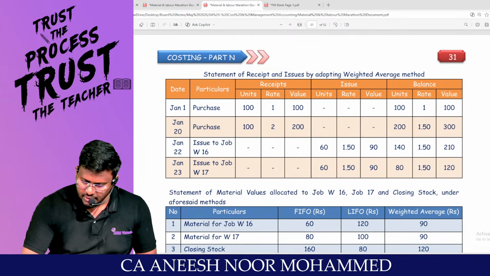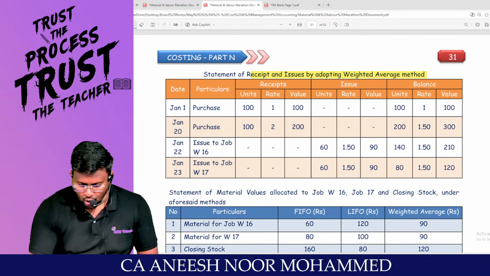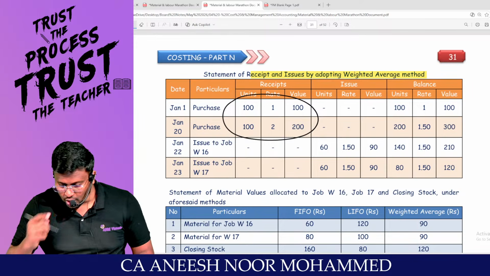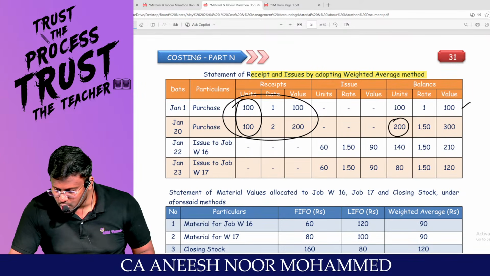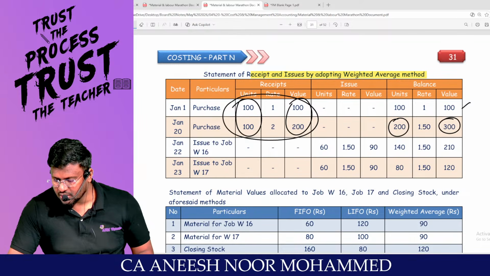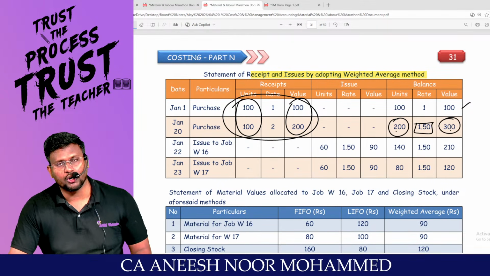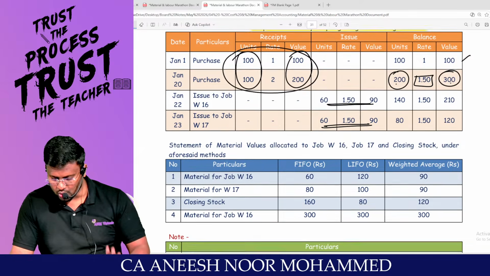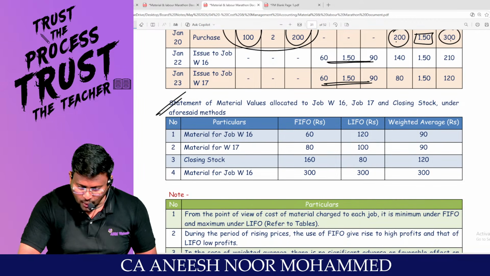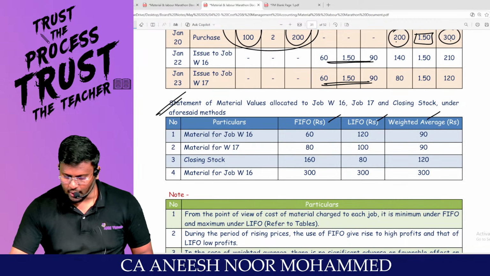If the same is with regard to weighted average, I will not see the lot. 100 into 1 is 100, then 100 plus 100 becomes 200, 100 plus 200 becomes 300. 300 divided by 200 means 1.5 will be the rate. Then 60 will be issued at 1.5, and the second lot of 60 will also be issued at 1.5. This is my statement of FIFO, LIFO and weighted average.